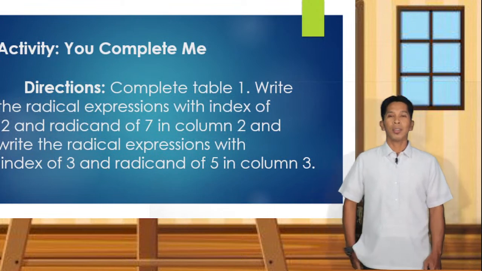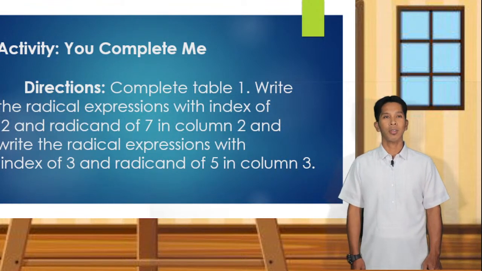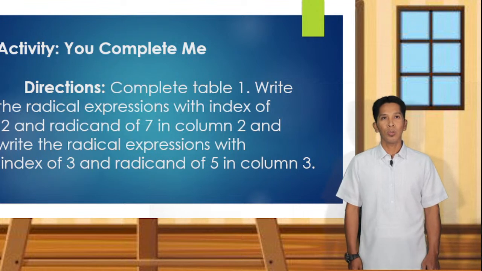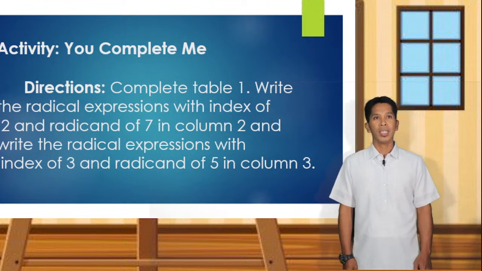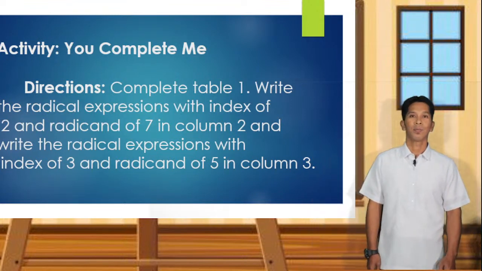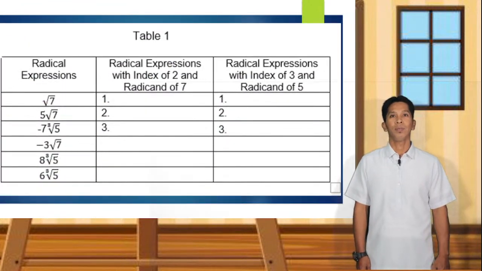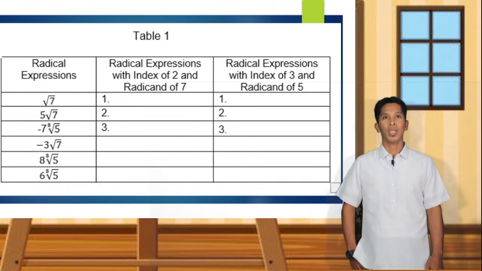Let's start with this activity. The title of the activity is "You Complete Me." Directions: complete Table 1. Write the radical expression with index of 2 and radicand of 7 in column 2, and write the radical expression with index of 3 and radicand of 5 in column 3. Here is Table number 1. I'll be giving you a few minutes to answer this activity.